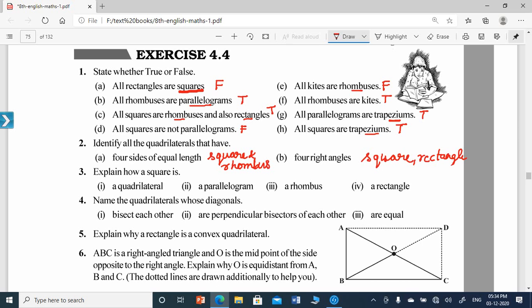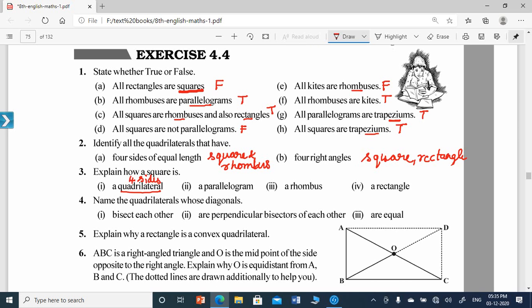Third one, explain how a square is a quadrilateral. How a square is a quadrilateral? What is the meaning of quadrilateral? A polygon having 4 sides is called quadrilateral. Square is a quadrilateral because it has 4 sides. You have to write square has 4 sides, therefore it is a quadrilateral.